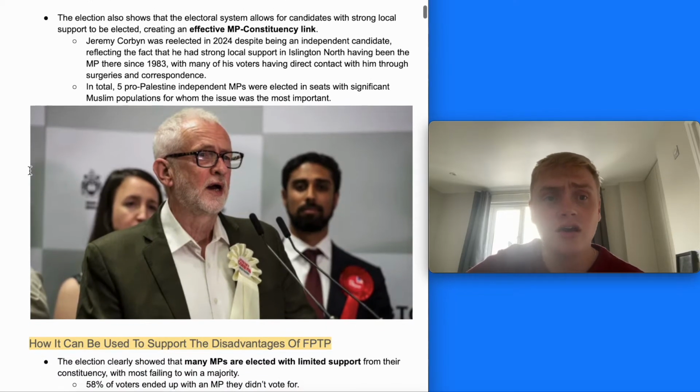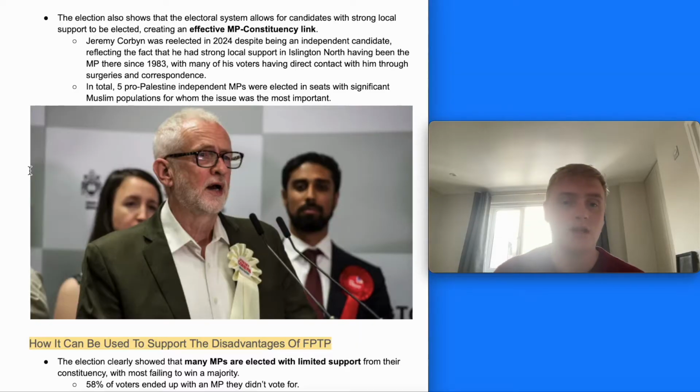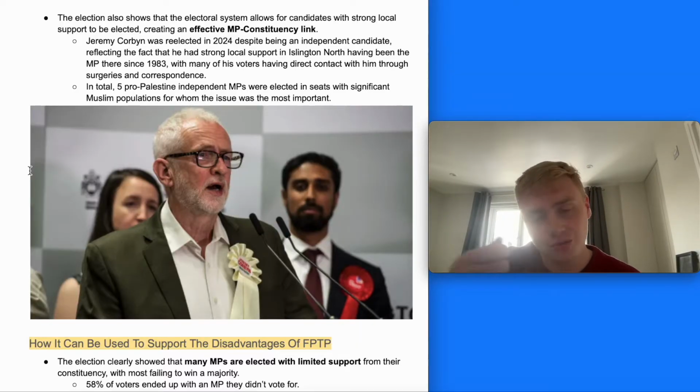And the election also showed that the electoral system allows for candidates with strong local support to be elected, creating an effective MP constituency link. The most high profile of these is Jeremy Corbyn, who was re-elected in 2024 despite being an independent candidate, having been a Labour candidate in every previous election he'd won since 1983, where he had been the MP there. In total, 5 pro-Palestine independent MPs, including Corbyn, were elected in seats with significant Muslim populations, for whom the issue was the most important, and a number of these had been Labour seats. So that's why you see single issue voting can be quite important as well, which we'll come back to later in the video.